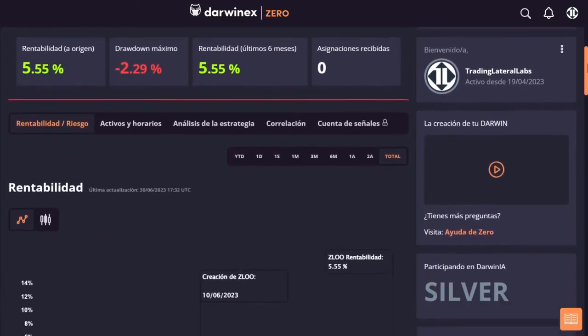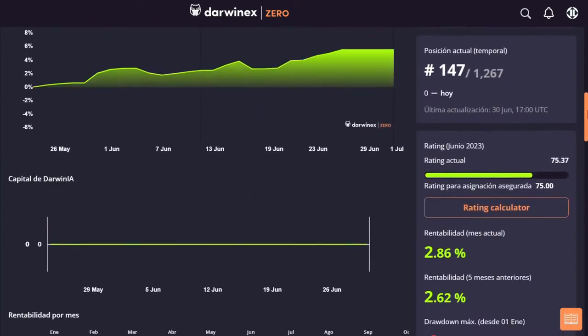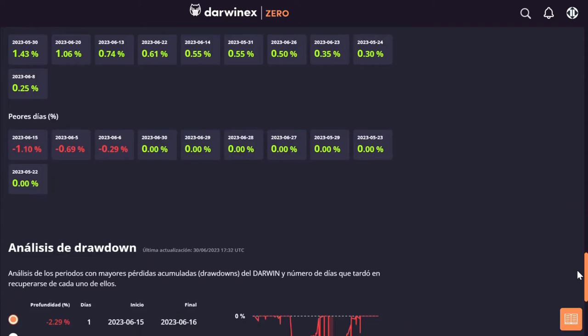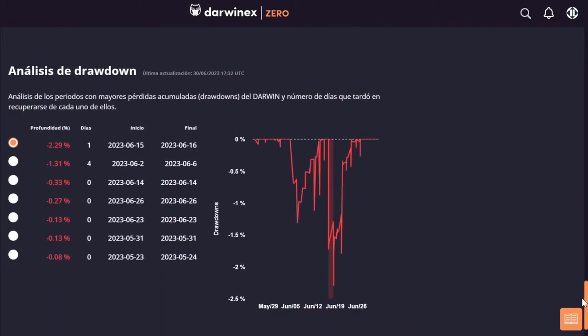If we scroll to the bottom part of the screen, we will find the drawdown analysis section. In this section, we can see in detail what the periods of decline in the Darwin have been, expressed in percentages, on what dates they occurred, and how many days they lasted until the previous highs were recovered.